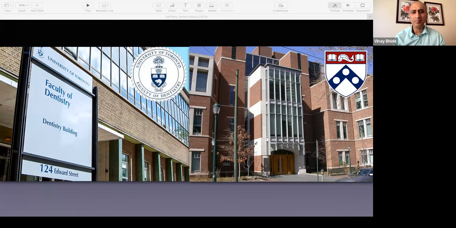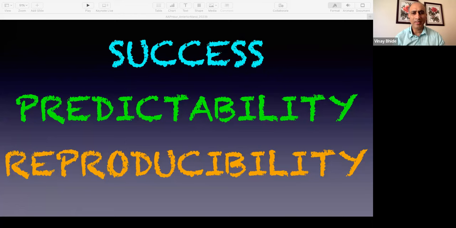The three words that are really central in my practice are success, predictability, and reproducibility. So success is, as we know, when we obtain a particularly favorable result. But success might be once, it might be twice, it might be 100 times. The more important metric really is what we call predictability.